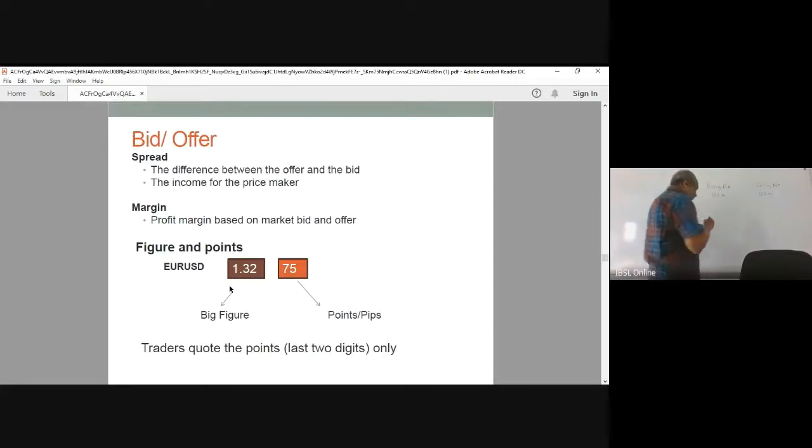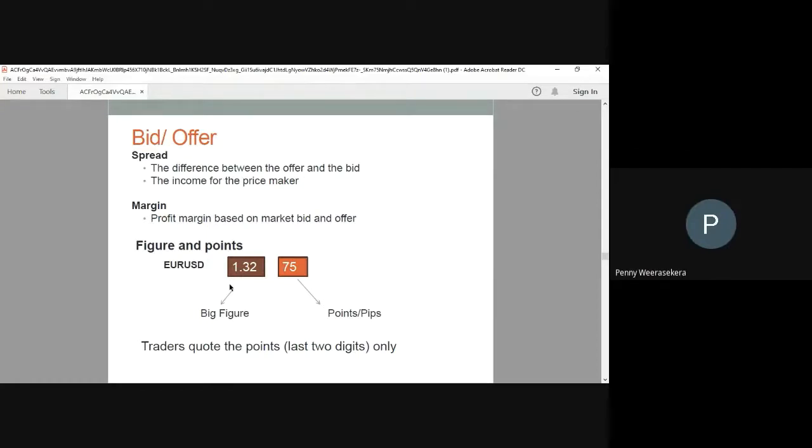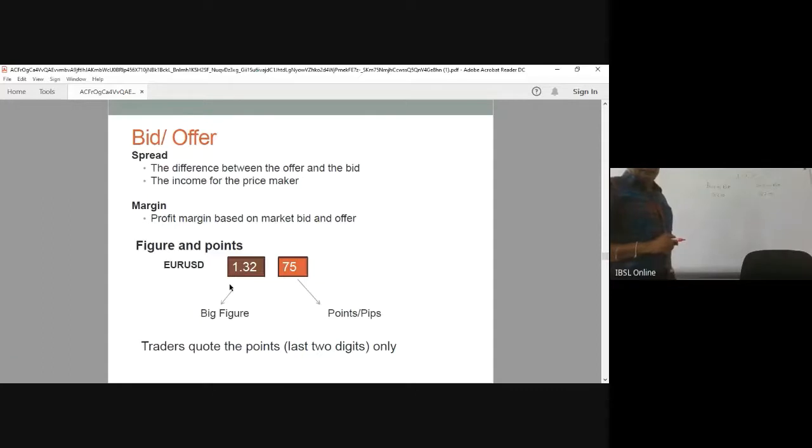Now, if we say, what's the difference between 183 and 187? US dollars for the price difference, right? And we are talking about the profit margin based on market bid and offer. So US dollars or LKR? 4 rupees. Difference is, sorry, LKR. LKR 4 is the profit, right?